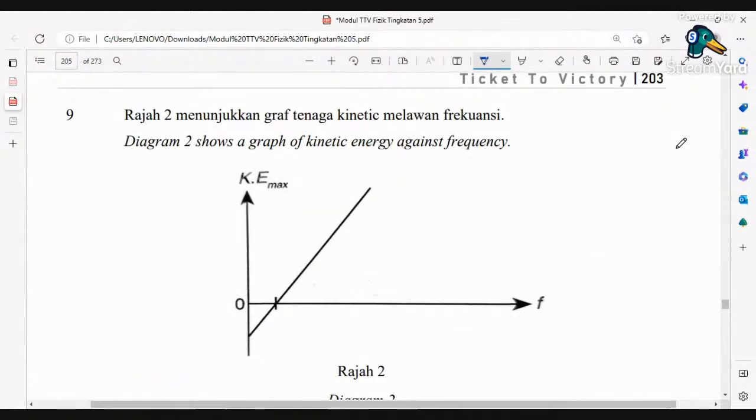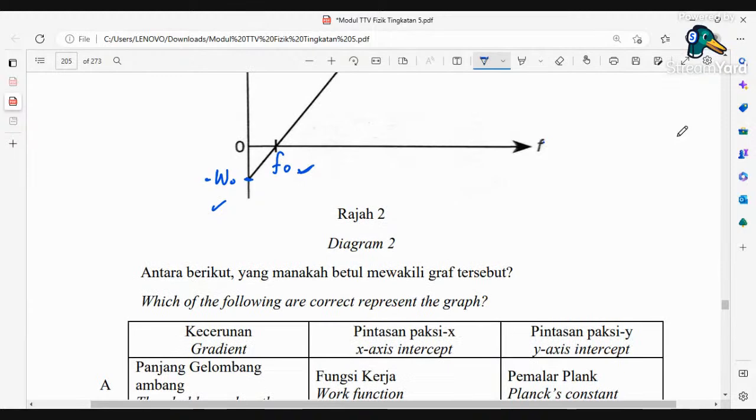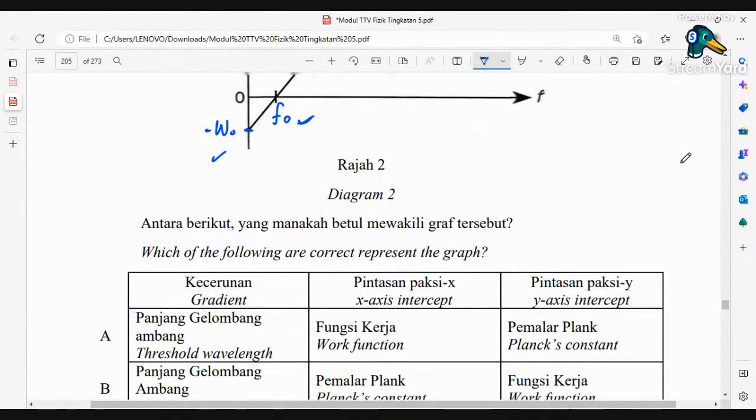Okay, number 9, graph of kinetic energy against frequency. So you must understand this graph. The intersect here at the f axis is the threshold frequency, and then the intersect at K max is the work function, W0. So we can get two physical quantities, which are very important, from this graph. Which one correctly represents the graph?